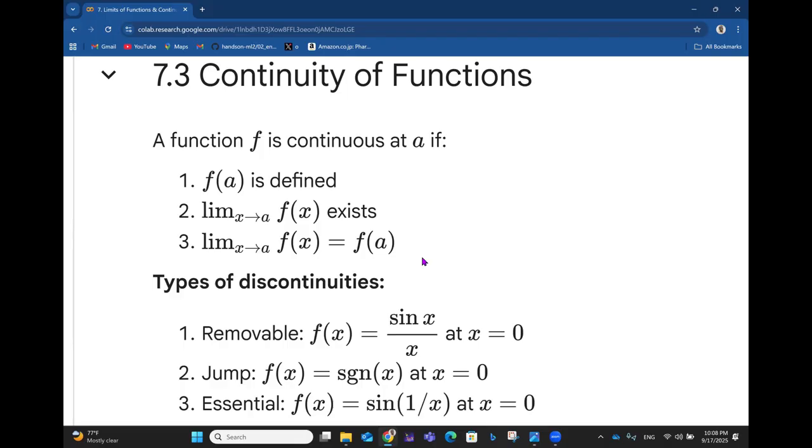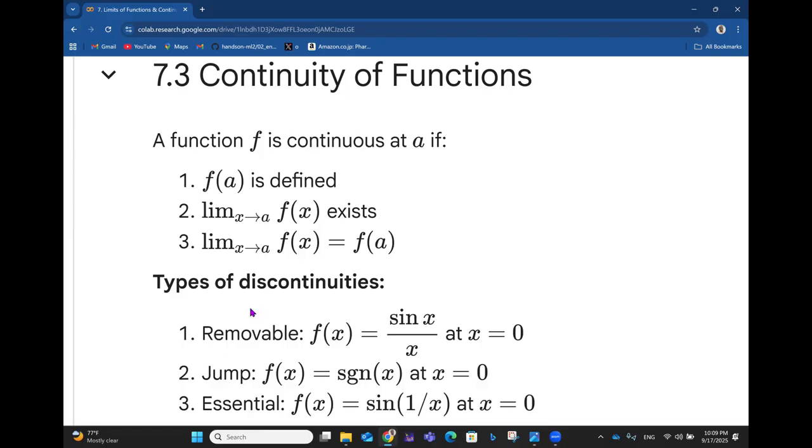And then, of course, there are cases where any of this breaks down. For instance, if f of a is defined and the limit of f of x exists, but they are not equal, then the first two conditions have been met, but the third one has not been met because the two are not equal. In that case, you can say the function is discontinuous. And then we have different types of discontinuities.